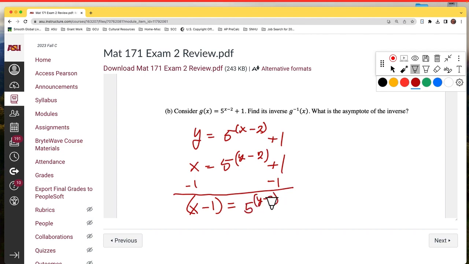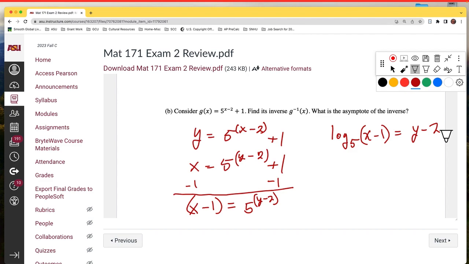And remember, we're going to get a logarithm. Where do we get it? It's at this step where we do the log dance. So we're going to change this exponential into a logarithm. So that's going to be log base 5. Remember, the logarithm's always going to have the base of the exponential. It's going to have the other input, x minus 1, equals y minus 2. But we're not quite done.